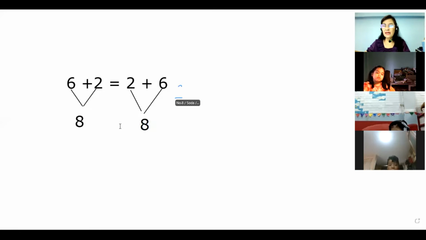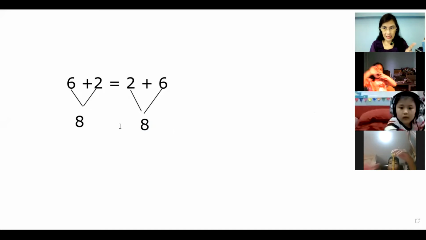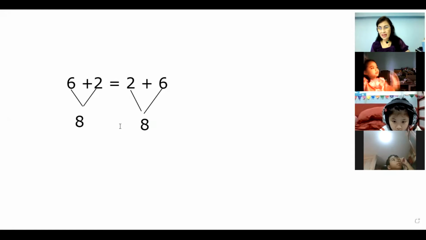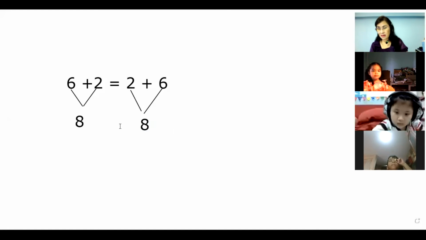Now please do not write anything on the board unless I tell you. Now look at the board, please. Look at the position of our numbers. We have 6 plus 2 is 8. Then we have changed, we have 2 plus 6, it's still 8. Now, the position of the numbers doesn't change the answer in addition. If you change the numbers, the answer will still be the same.